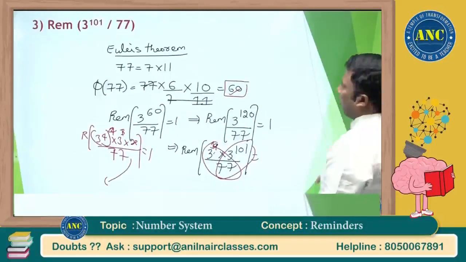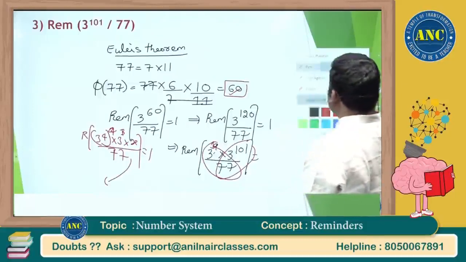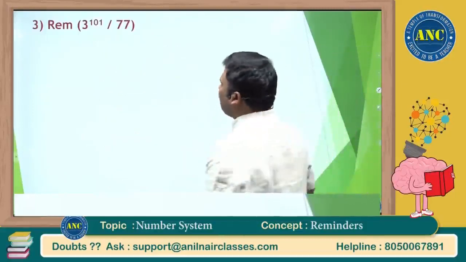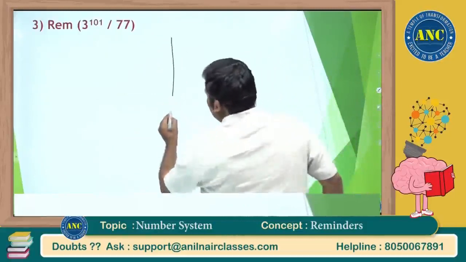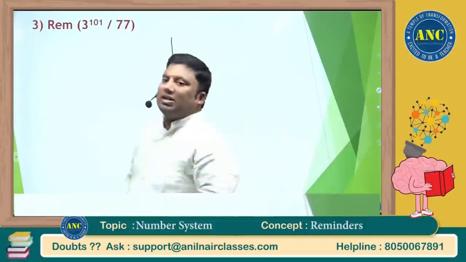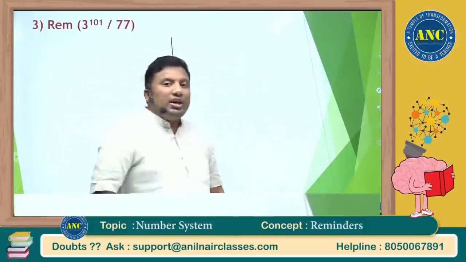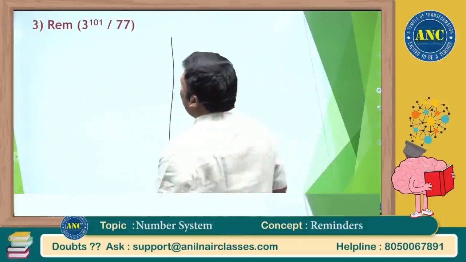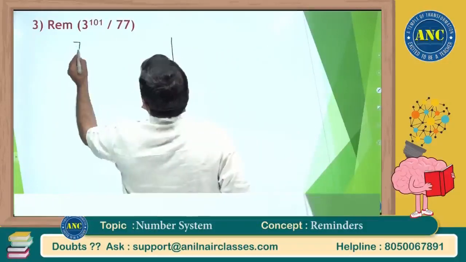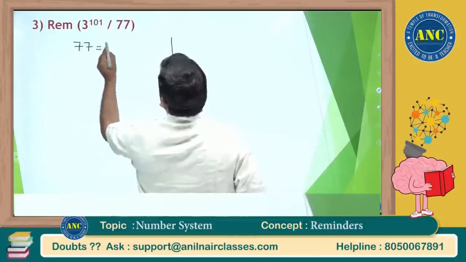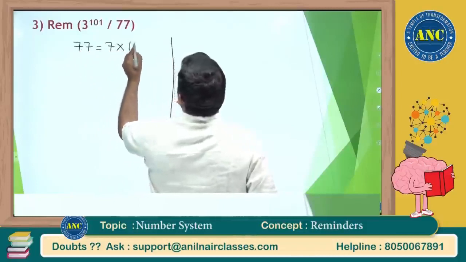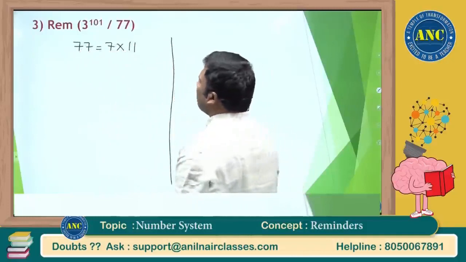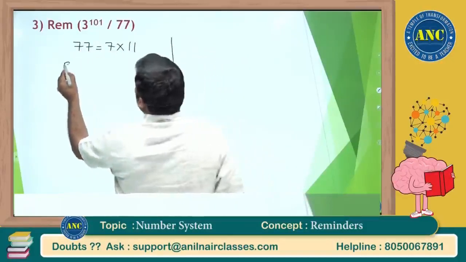Let us solve this question: 3 power 101 divided by 77. It will take 5 to 10 minutes. Please keep listening to each and every step of how I am solving the problem, then it will be easy for you. 3 power 101 divided by 77. 77 is a composite number, so it is 7 into 11.